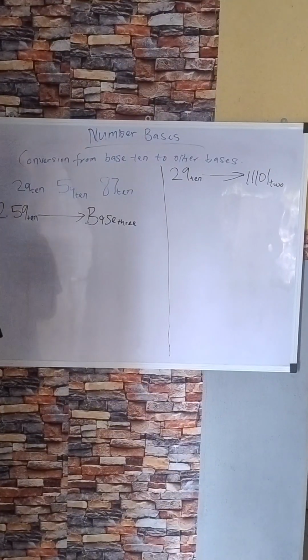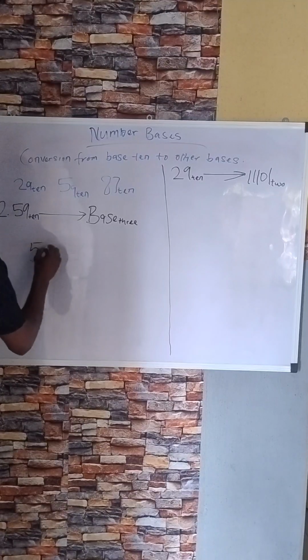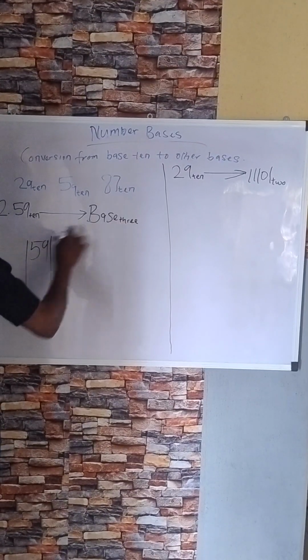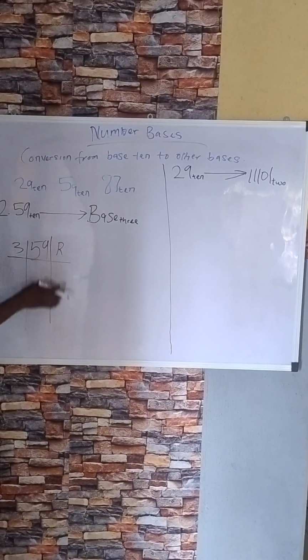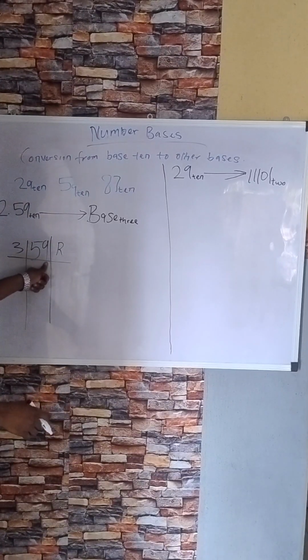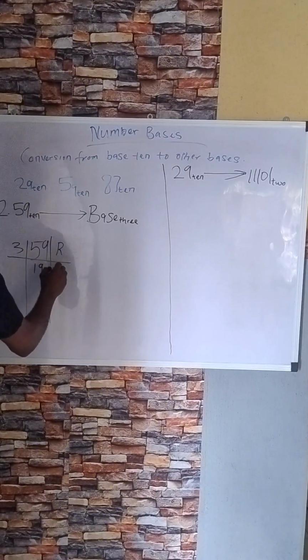Okay, so let's do the second one. Let's work on this problem just as we did the first one. This will be 59 base 3. Let me keep R here so you keep in mind this is the chart for the remainder. So 3 in 59, how many will that be? 3 in 59 will give us 19, remainder 2.